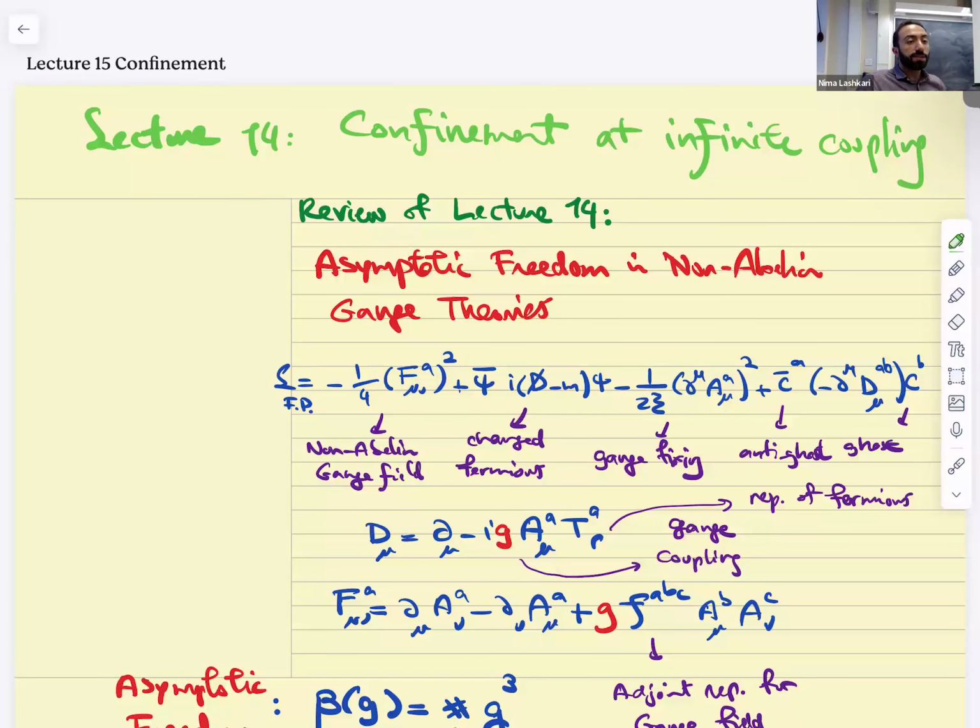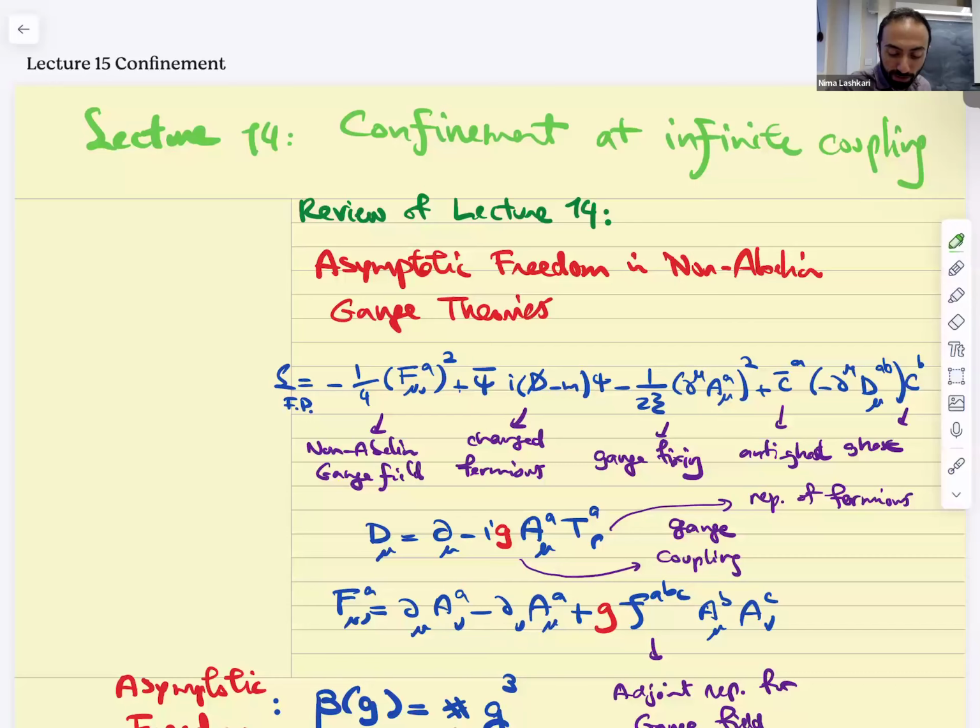All right, so today we're gonna continue our discussion of non-abelian gauge theories. We're gonna be discussing confinement. Are there any questions from lecture 14? If there are questions, ask them as I review what we discussed in the last lecture, as usual.